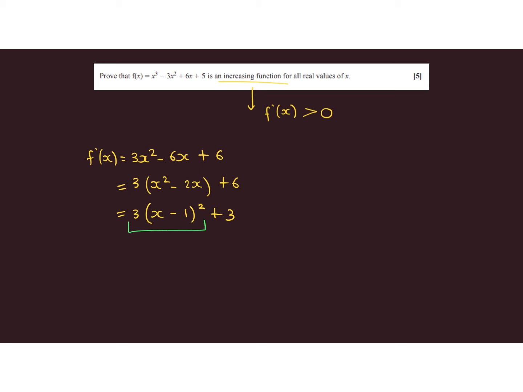Now, this always has to be greater than or equal to 3 because the minimum possible value of this part is 0, which is when x equals 1. It's a square factor multiplied by 3, so it's always going to be greater than or equal to 0. So the whole thing will be greater than or equal to 3. So f'(x) is always greater than 0 for any x.